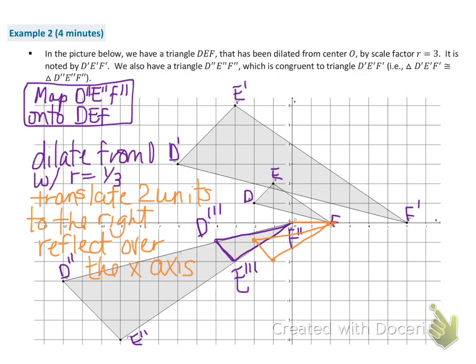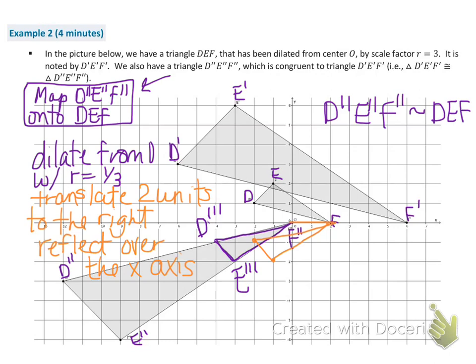So what I've done here is I've shown that D double prime, because I was asked to map. This is what I was asked to do. So now we know that D double prime, E double prime, F double prime is similar to D, E, F.